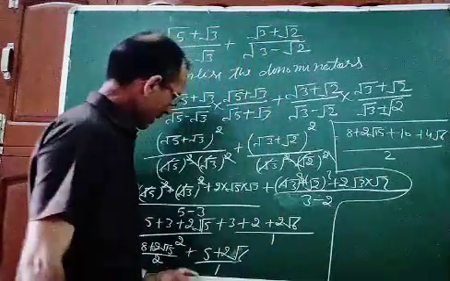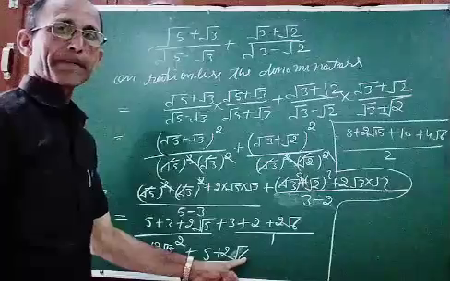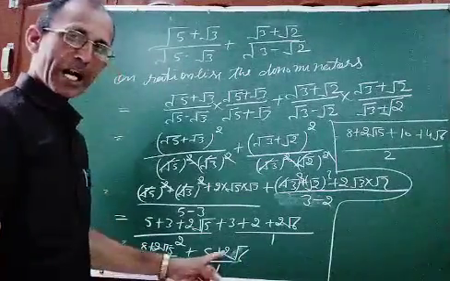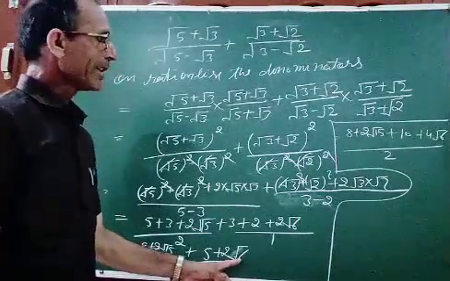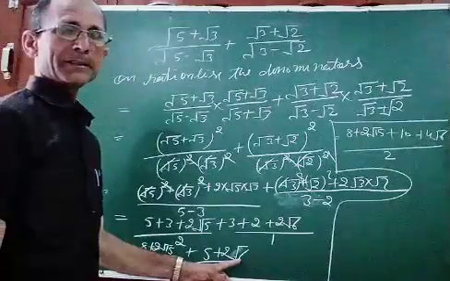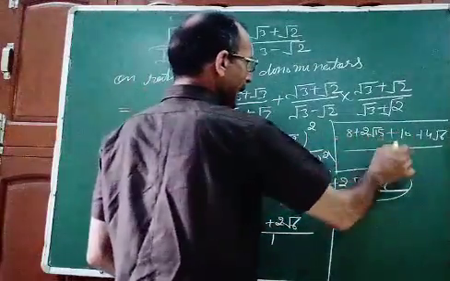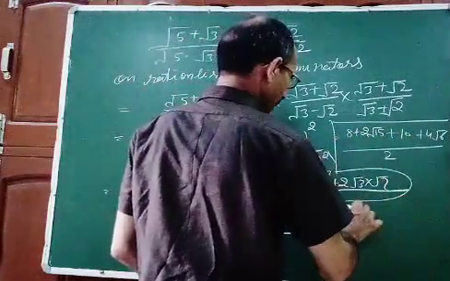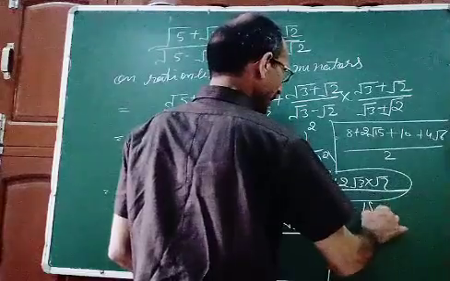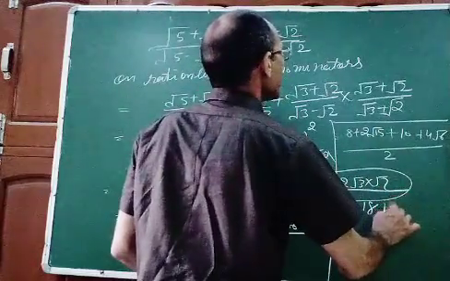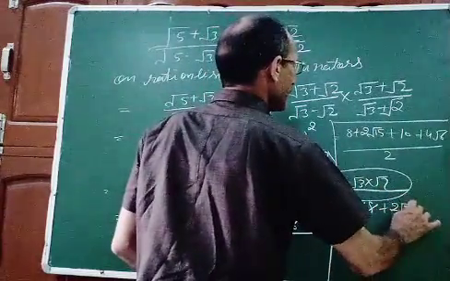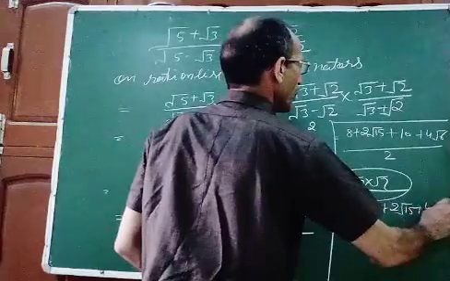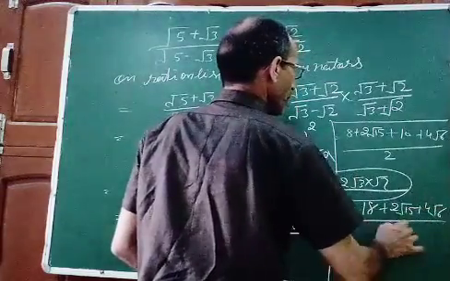Students make a mistake, they multiply 2 with 6, but you have to multiply 2 with the 4 root 6. Add it out, any confusion? Now like terms, 8 and 10, 18. These are unlike terms. 2 root 15 plus 4 root 6 upon 2.